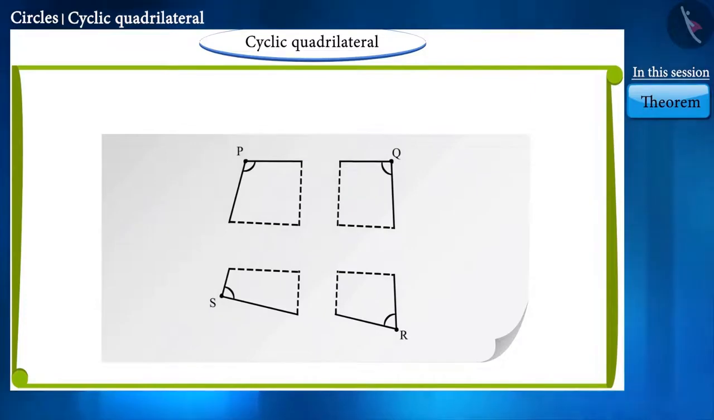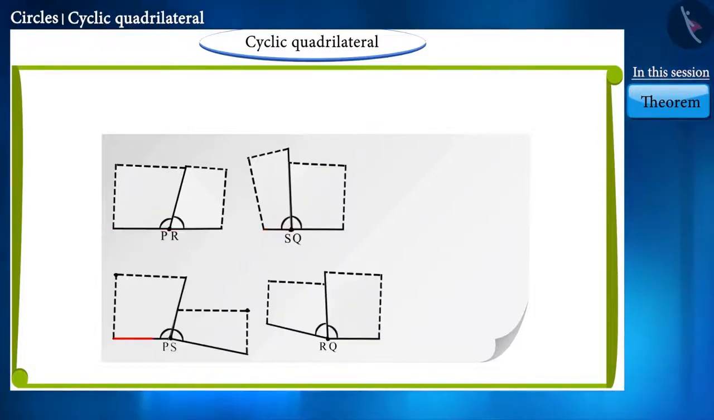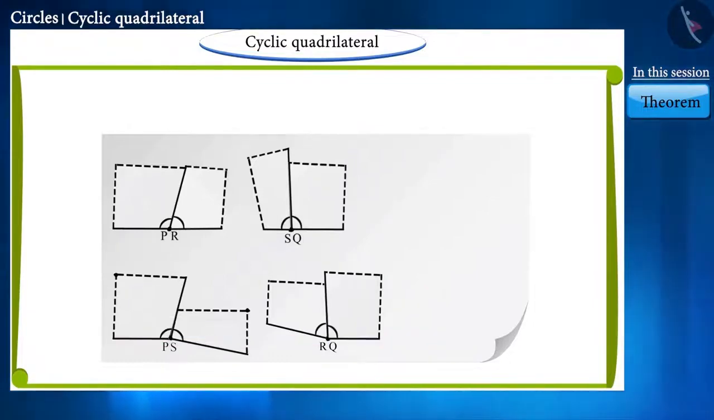Now we keep these quadrants like this. You can see that in both these cases we are getting a straight line. That is, the sum of these angles will be 180 degrees. But we do not get a straight line here, so the sum of these angles will not be 180 degrees.